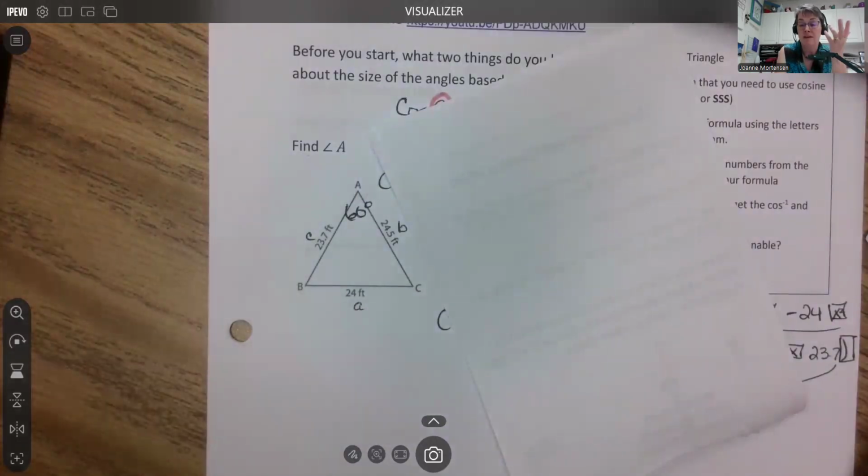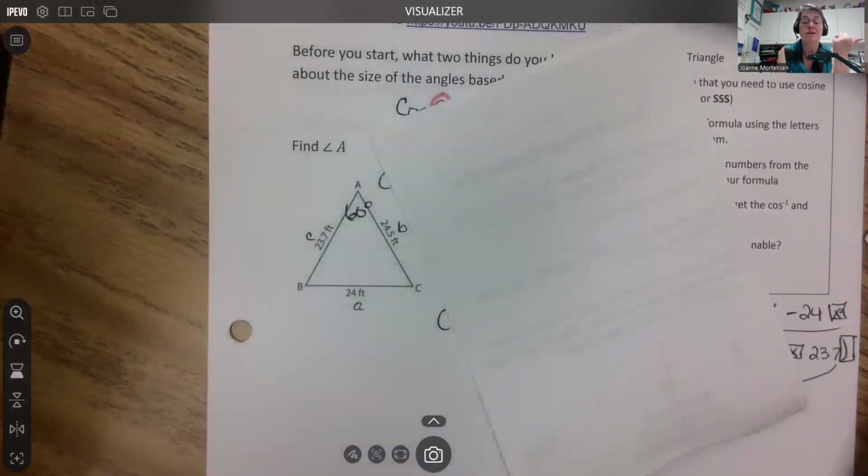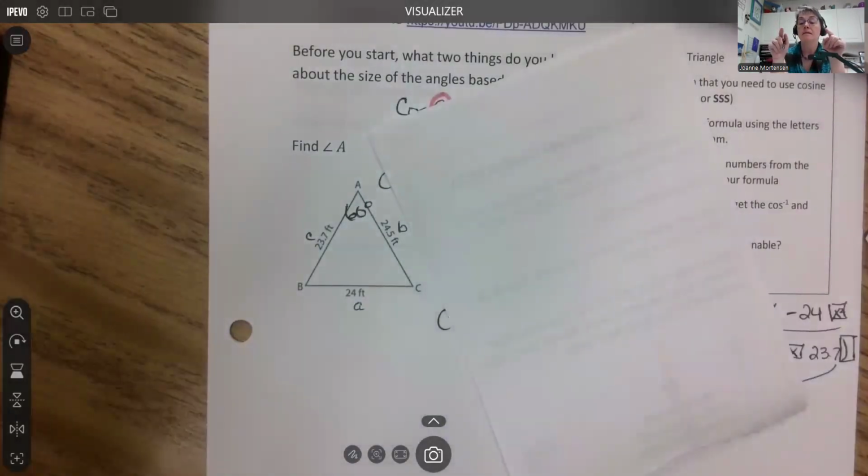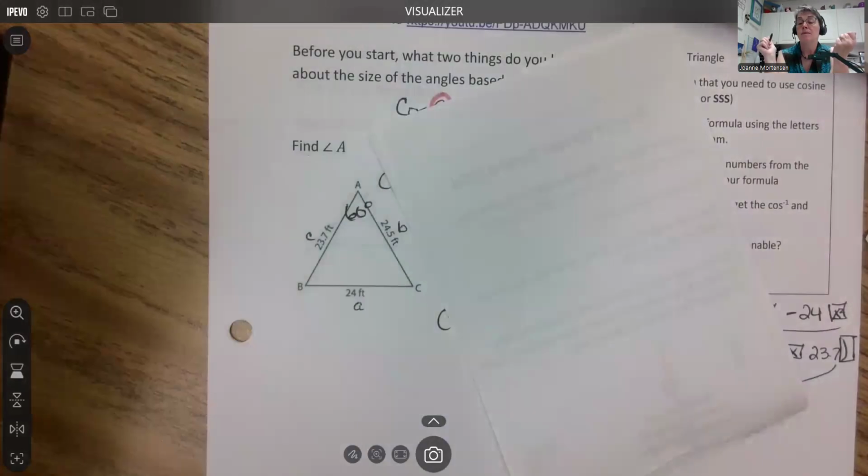They're in feet, yes. But you notice the numbers are almost the same. We got 23.7, 24, 24.5. So they're really, really close together. So that means the angles are going to be really, really close together.